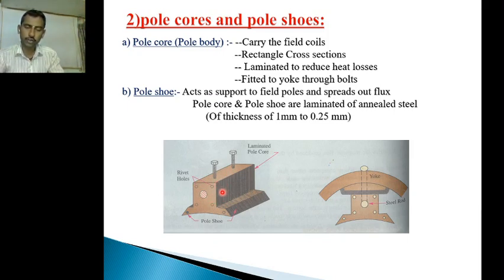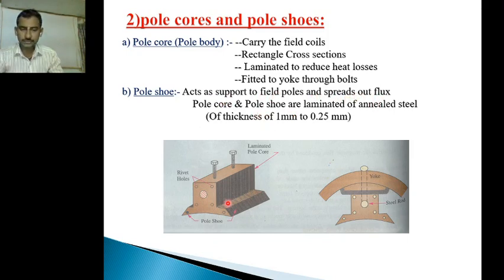Why? Because if you provide the complete construction, there may be heat losses. So in order to reduce the heat losses, we go for the laminated windings, and this can be fitted to the yoke through the bolts. And the pole shoe. This pole shoe acts as a support to the field poles and spreads out the flux.